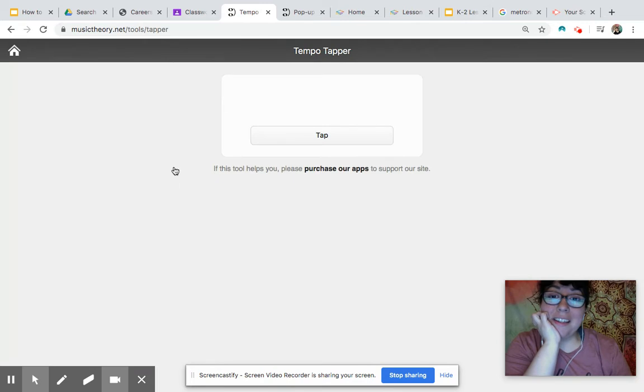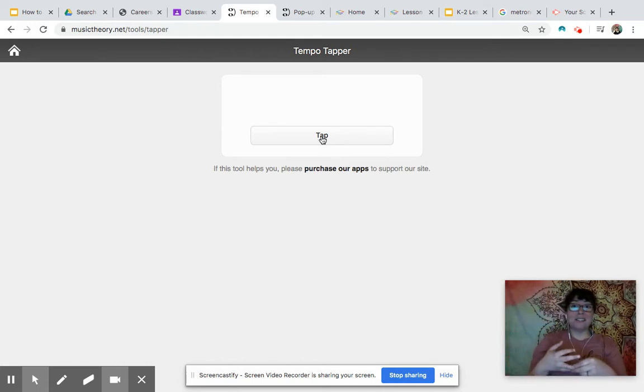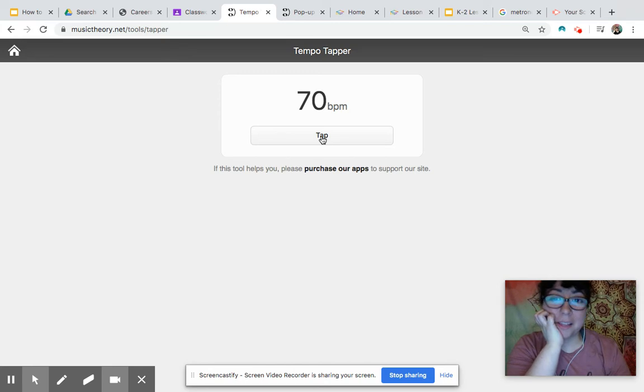Tempo tapper is a cool little device that you can use on this website to tap a tempo. If I were, say, singing a song in my head, maybe a mass song that we sing. So carry your candle, run to the darkness. That's our steady tempo for that song. Let's see if I can tap the tempo tapper, and let's see what that tempo is. 70 BPM. I wonder what that means.